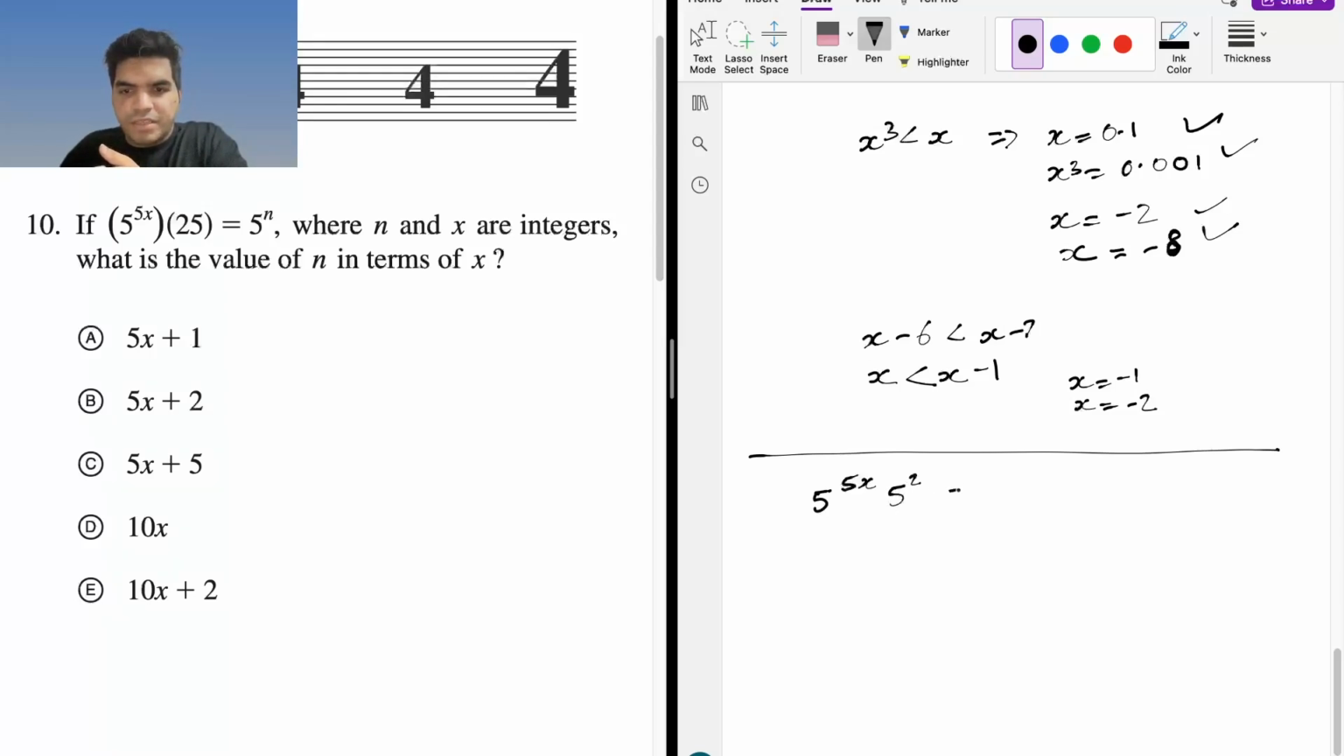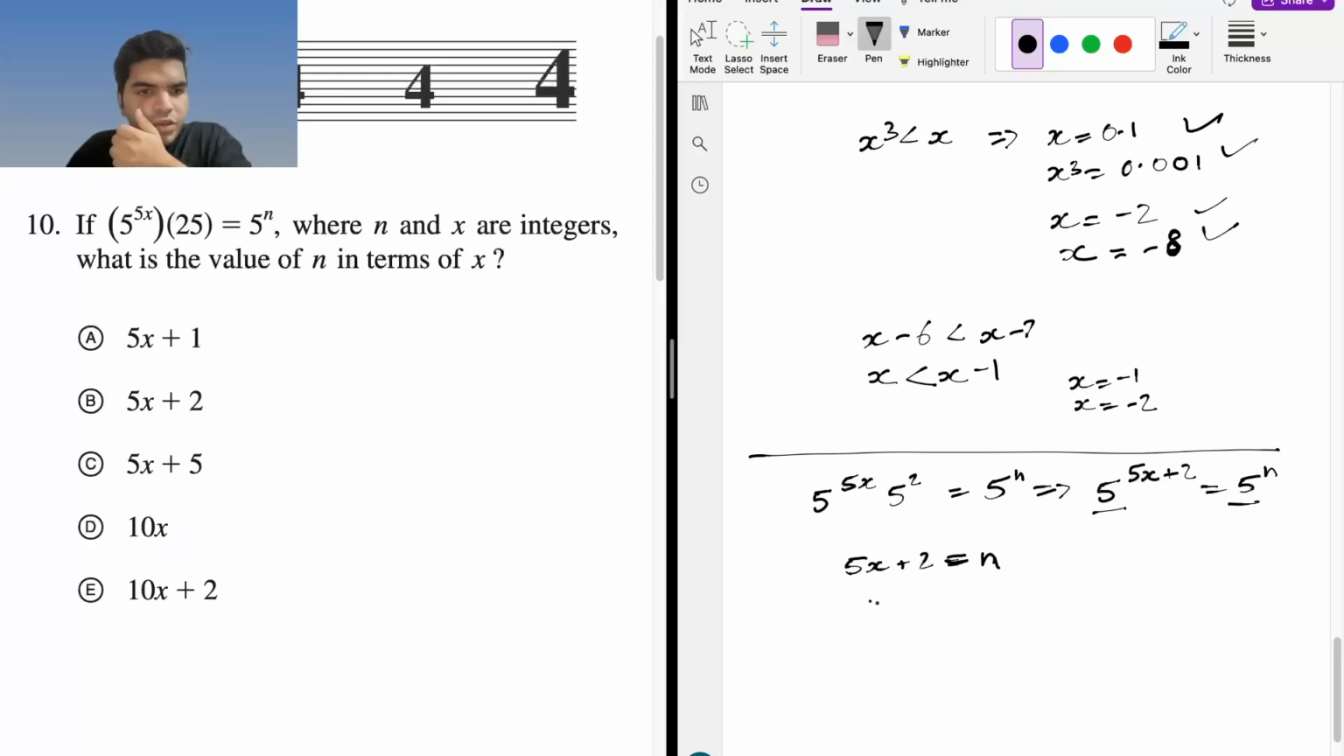Correct. This is equal to 5 to the power n, which means, if you are aware, a to the power something multiplied by a to the power something else will be equal to a to the power the sum of both of them. That means 5 to the power sum of both of them. So 5 to the power 5x plus 2 is equal to 5 to the power n. Now, if bases are equal, then you can equate the powers. So 5x plus 2 is equal to n.